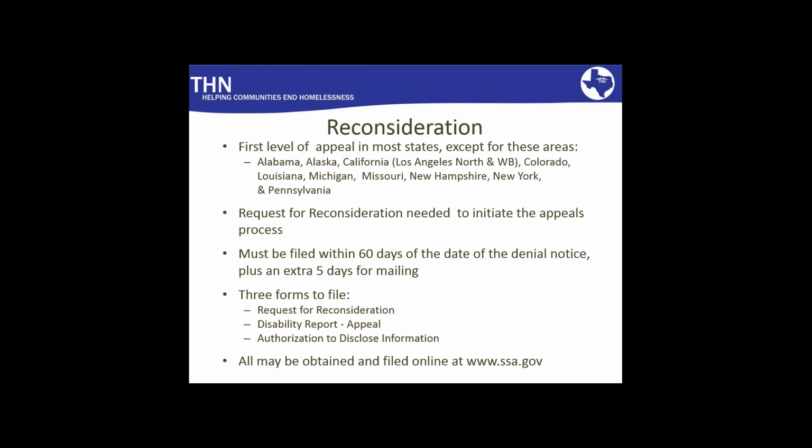And there are three ways to fill out the forms and file. You want to do a request for reconsideration. You also want to do a disability report appeal, and then the authorization to disclose information. So fill all that information out, and I'll show you where some of those forms are online as well. All these forms may be obtained from the SSA.gov site, which I won't show you, but I'll show you the SOAR site. But feel free to go to the SSA.gov website.